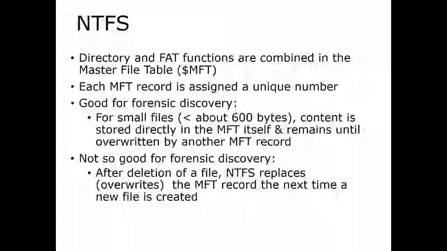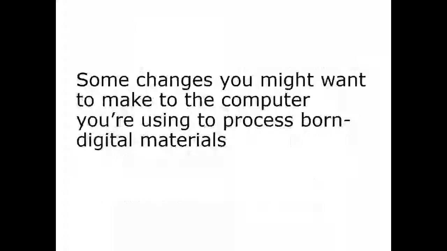NTFS is a little bit different in that it combines that kind of directory and file allocation functionality into what's called a master file table. What's good for forensic discovery is that for very small files, things that are just, say, a few characters, they're actually stored inside of the master file table itself. What's not so good for forensic discovery in terms of recovering information is that there is nothing like that set of residual directory entries that are left behind that you'd have on a FAT drive. Instead, you just have the overwriting of the master file table record when it needs to be used again. So if it's entry number 5000 and now another file comes along and needs to have an entry, it will overwrite it and there's no trace essentially left behind of the previous entry.